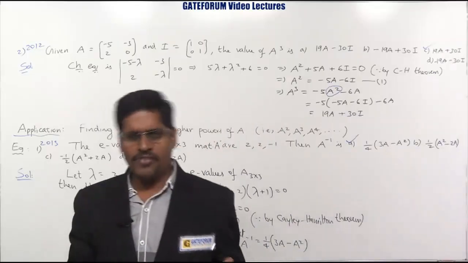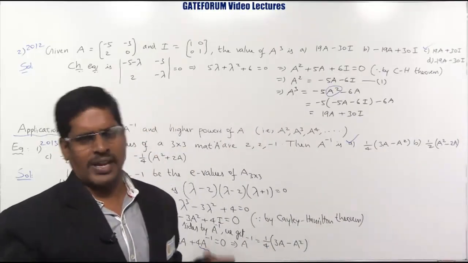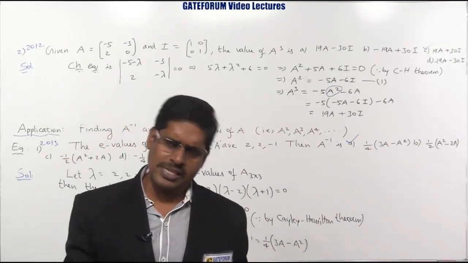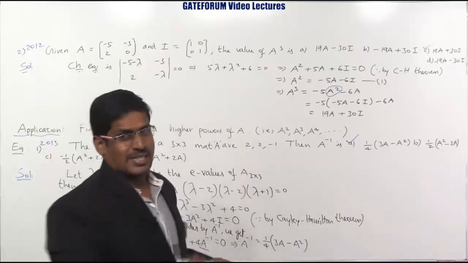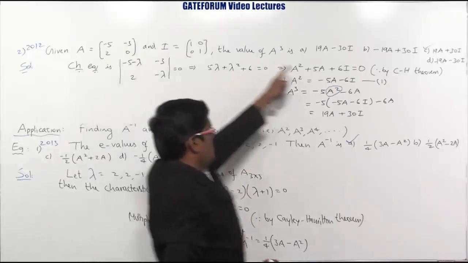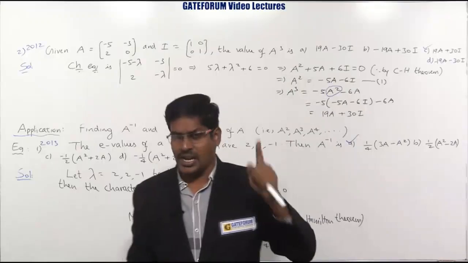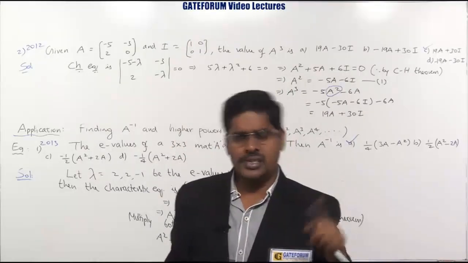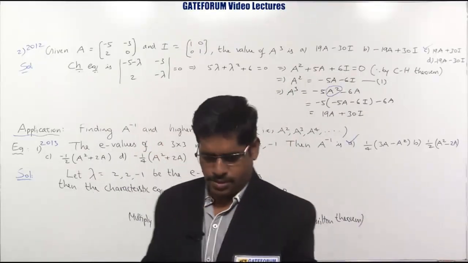You can verify by the ordinary method also. That is, find A square, A into A. Then A square into A gives A cube. Put aside your A cube value. Substitute A and I in each option. Whichever option's answer is the same as the A cube matrix, that option is the answer.